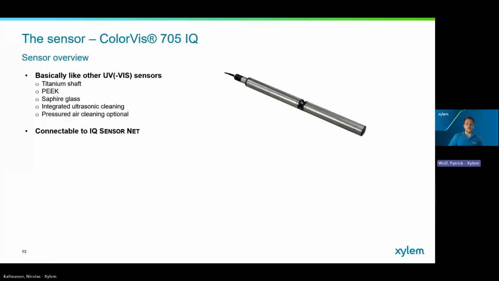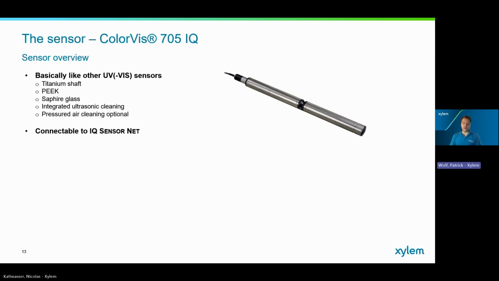Thanks, Nicholas. So let's have a look into the sensor itself that provides the parameter color. Basically, the so-called ColorVis 705 IQ sensor is very similar to our standard UV-VIS sensor, which you probably already know. These are the sensors with titanium shaft, PEEK material, sapphire glass. We have the integrated ultrasonic cleaning, and we have the option to add pressured air cleaning as well. And of course, these sensors are connectable to the IQ sensor net.